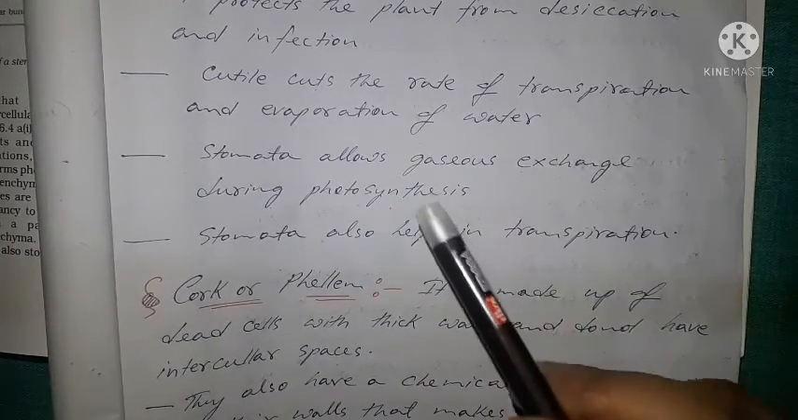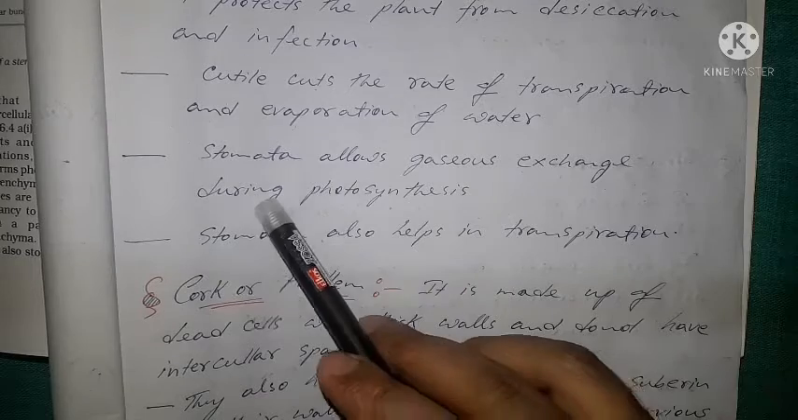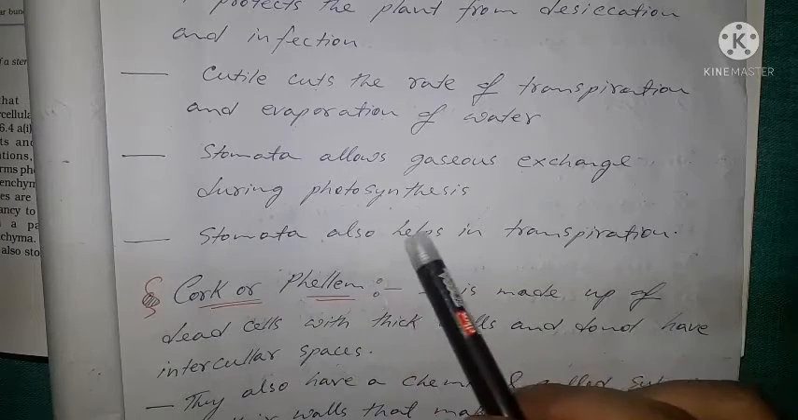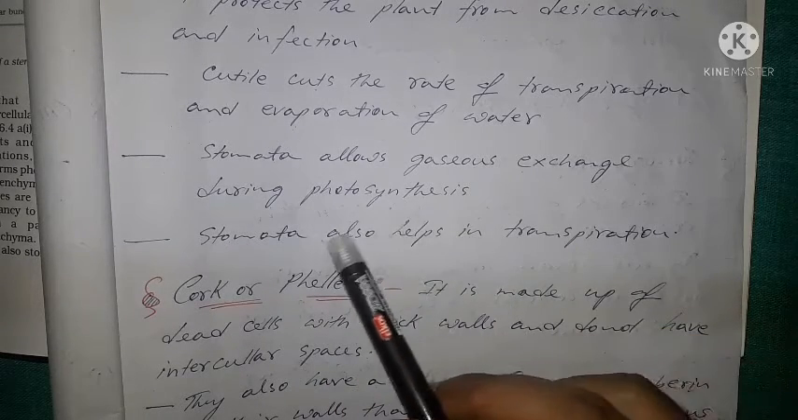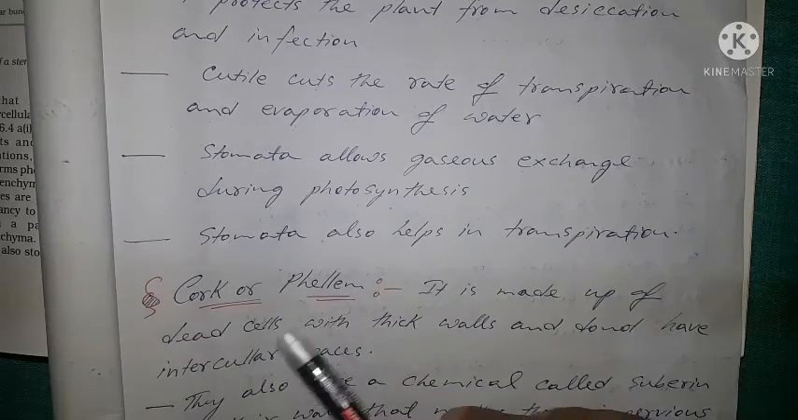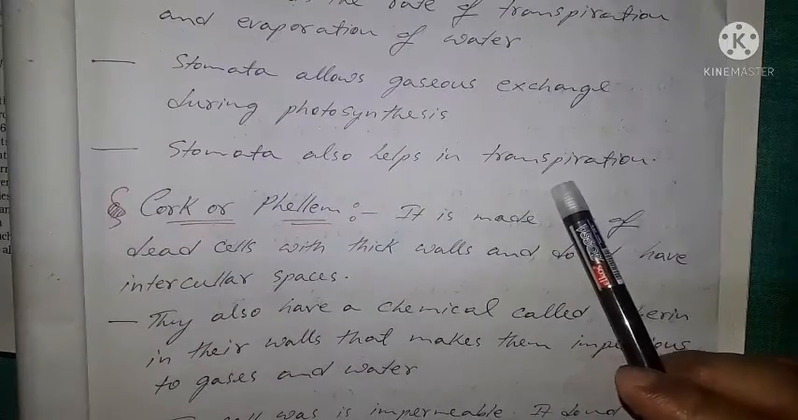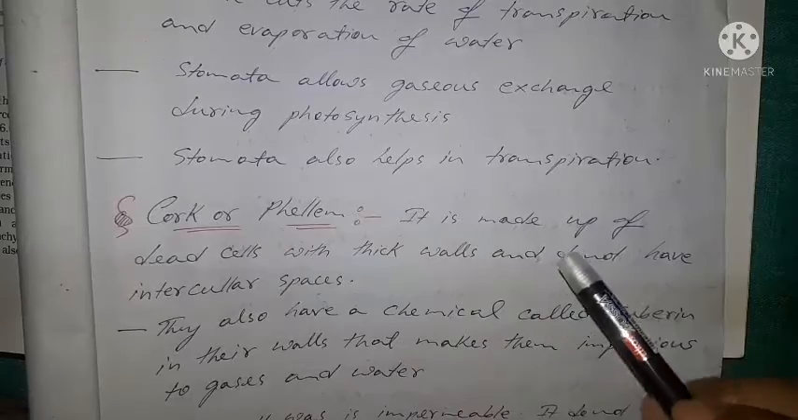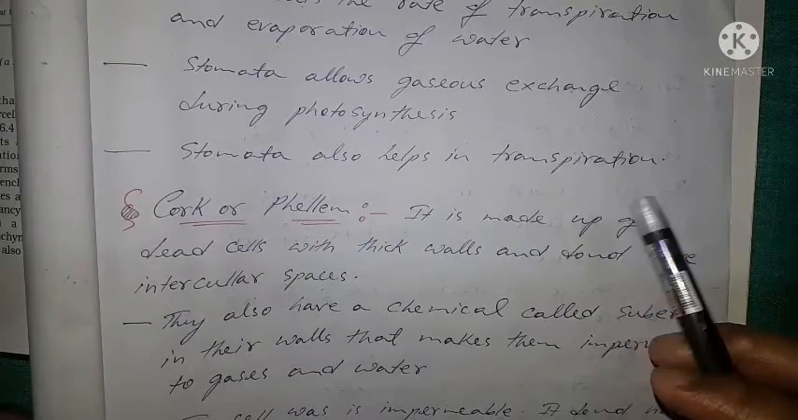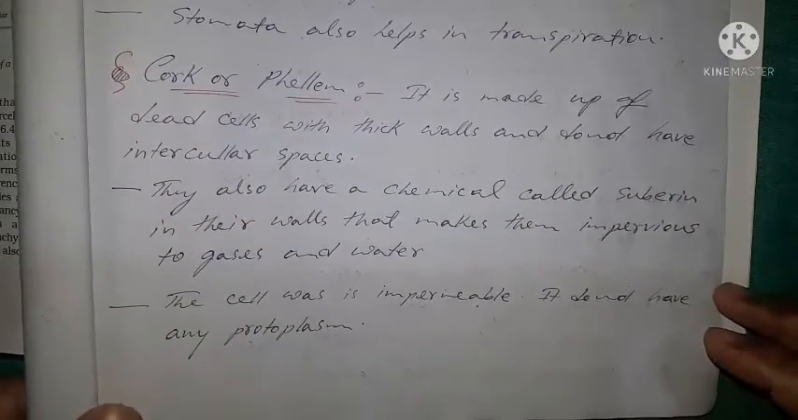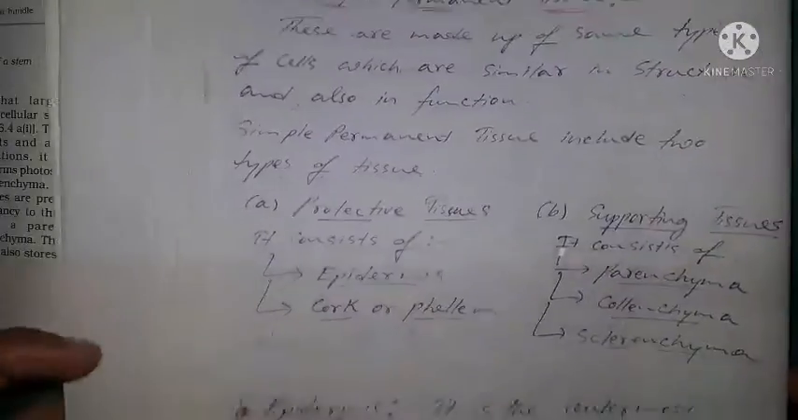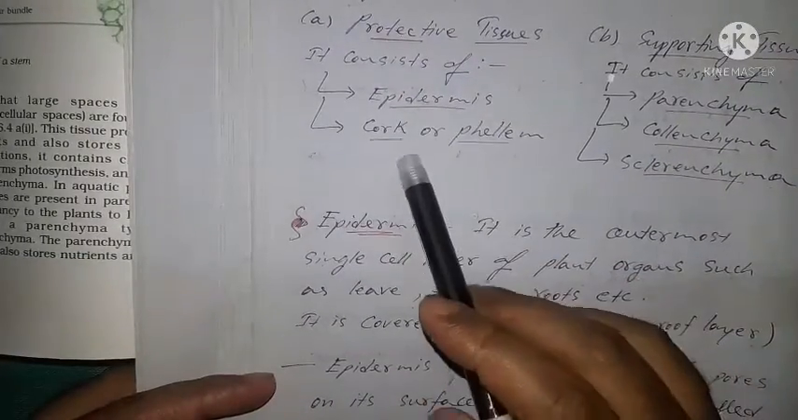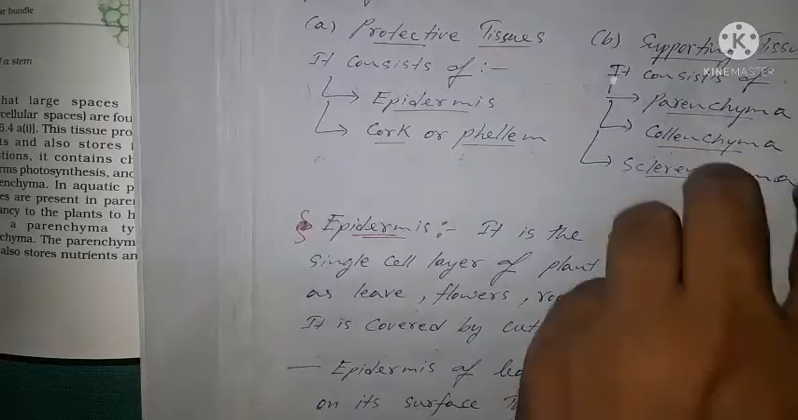Stomata, which are present in the leaves, allow gaseous exchange during photosynthesis. Stomata also help in the process of transpiration, as we have already discussed. Now the next is cork or phellem. The first, epidermis, we have already discussed, and the next is cork.